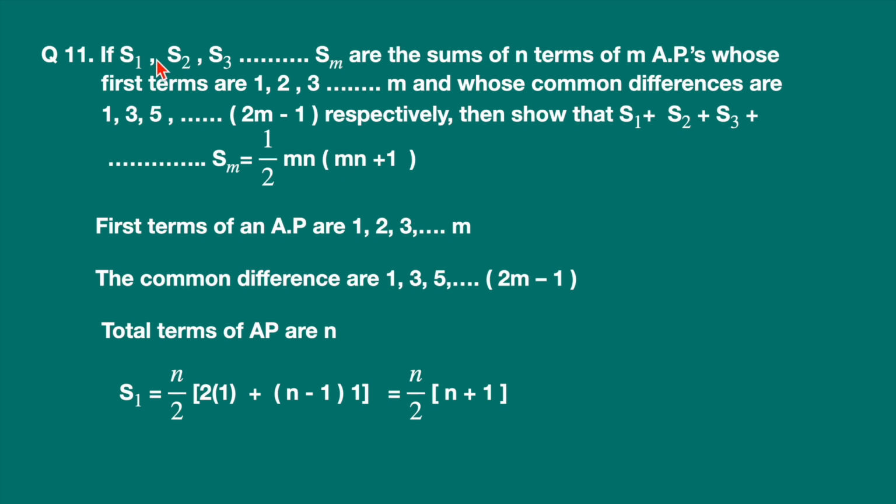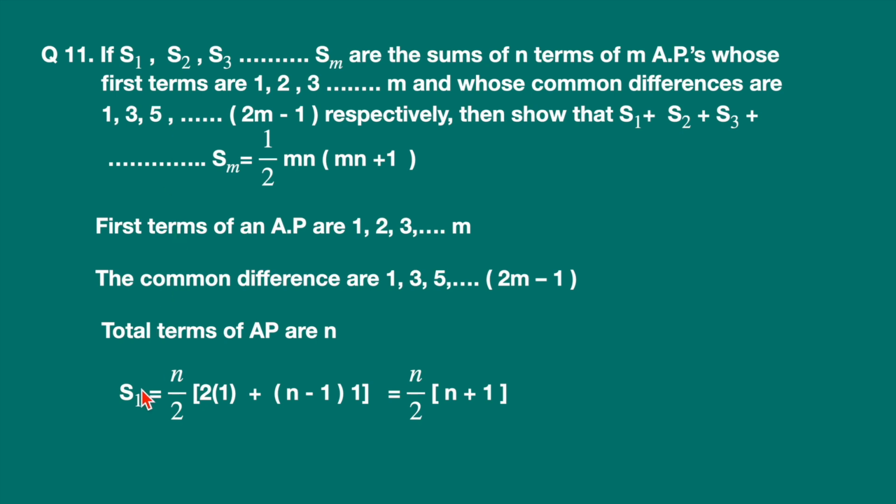So first let us write down what is S1. Now S1, S2, S3, Sm are the sums of n terms of APs whose first terms are given. So S1's first term is 1 and the common difference is 1. That is the meaning. S2, the first term is 2. The common difference is 3. S3, the first term is 3. Common difference is 5.